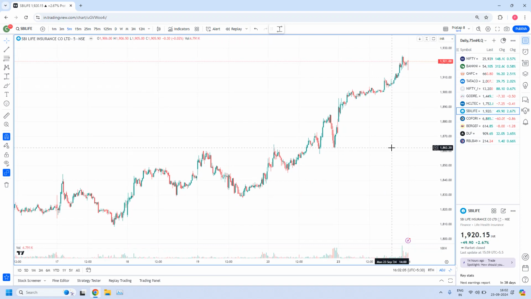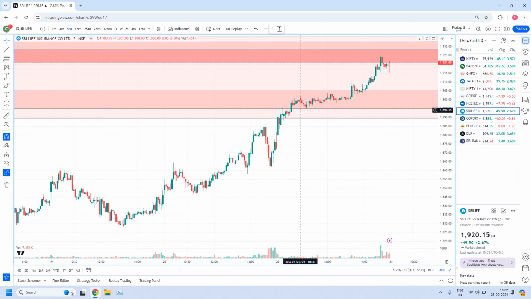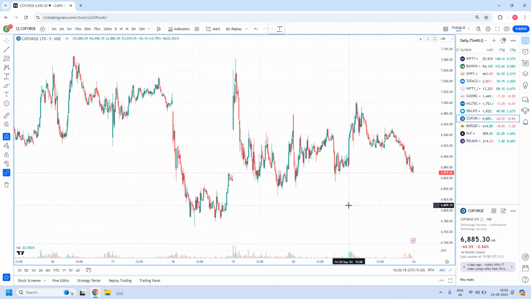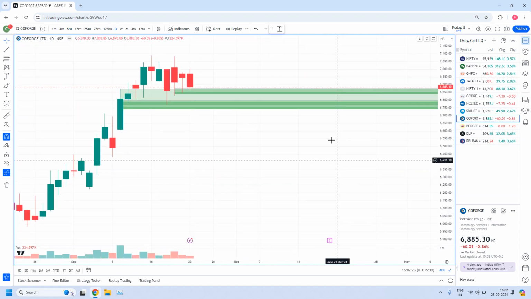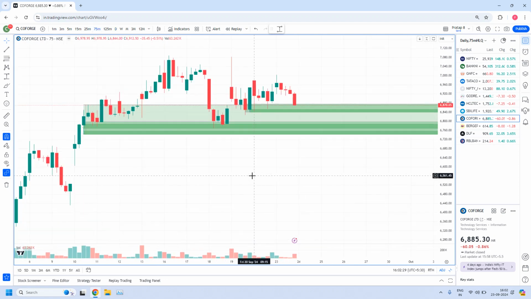SBI Life we already discussed, right? The first one is violated, the second one probably tomorrow is going to be violated, already explained. Next one is Concor. Concor is also a daily high liquidity supply zone. Sorry, this is a 75 minutes demand zone. 75 minutes demand zone. Rally, 1, 2, 3, 4 base candles and again a rally candle.